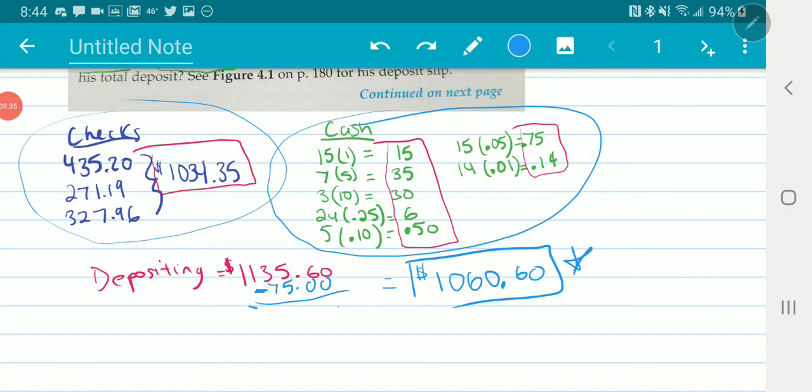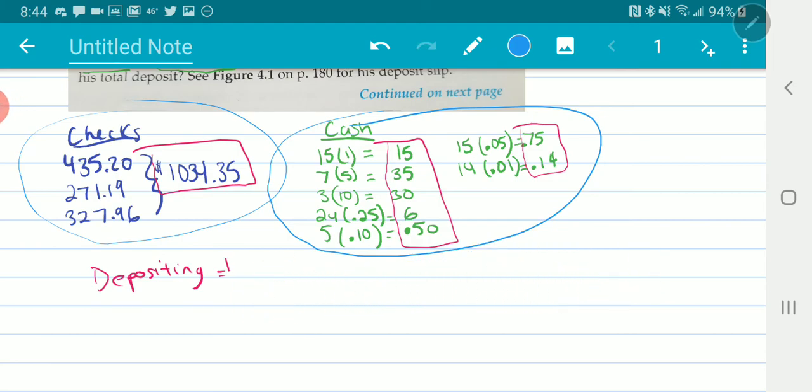And if we just look at this one more time, I made one little tiny mistake in there. When I added all these up, I actually miswrote from my calculator. So when you add up your checks and all your cash, it should actually come out to $1,121.74. Okay. Minus that 75, and it comes out to a total deposit of $1,046.74.